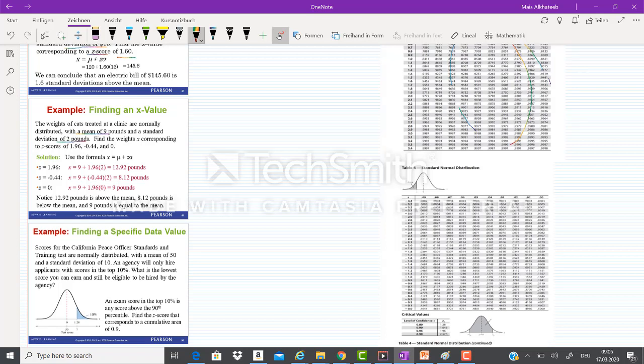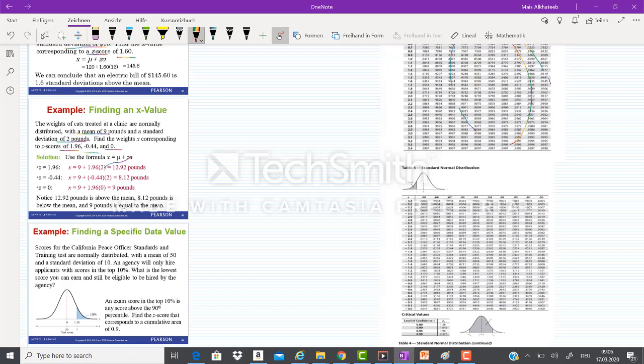Find the weight X corresponding to the Z score, if Z equals 1.96, minus 0.44, and 0. Okay, I will use the formula X equals mu plus Z sigma. Instead of mu I put 9, instead of Z I put first 1.96, and instead of sigma I put 2, and calculate it by calculator.